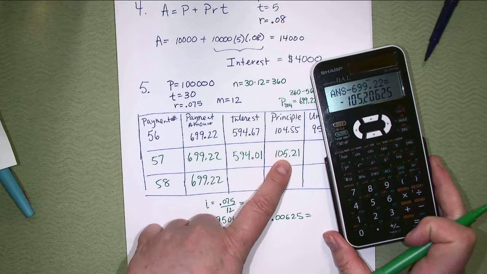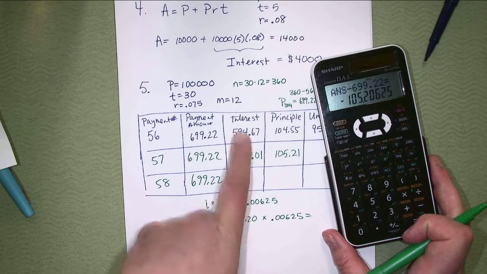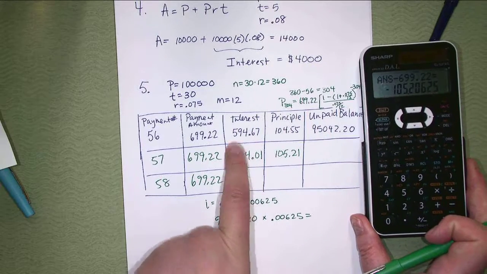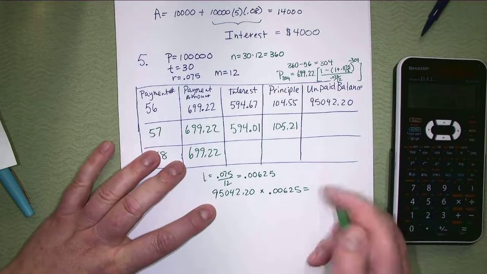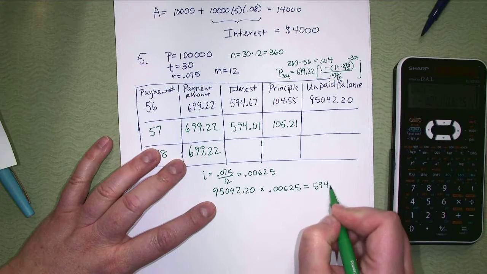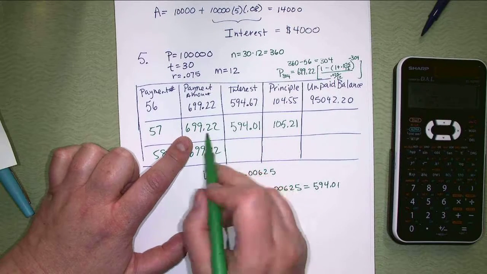So I'm just going to write down how to find each thing, because I didn't write that. Yeah, so the interest is your unpaid balance times your I. Yep. And the principal you do. Well, this is how much you paid, and that's your interest. So the difference between them, right?